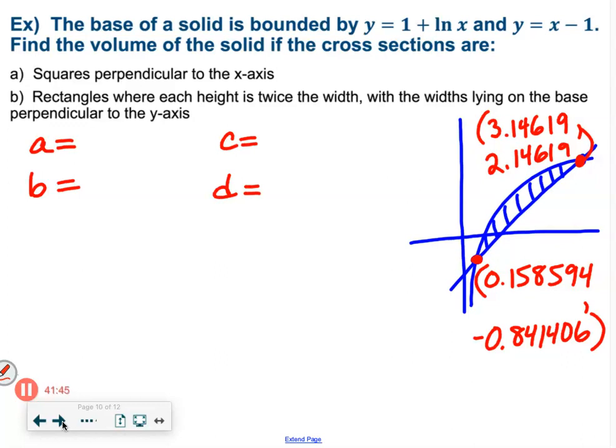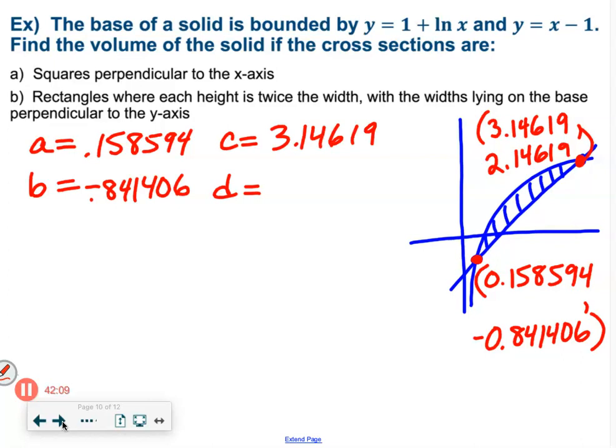So, I don't know. Which one do you want to be A? You tell me. 0.158? 0.158594. Okay, and then B will be, let's do it, negative 0.841406. And then C will be this x value, 3.14619, and D will be 2.14619.